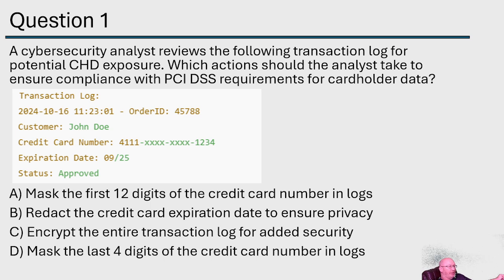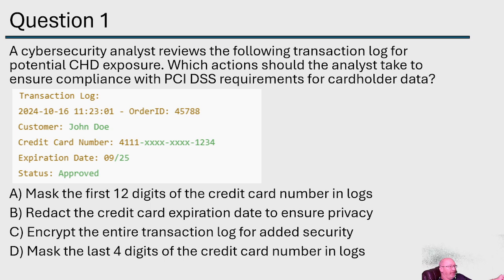D: mask the last 4 digits of the credit card number in the logs. Possible. That would only give us the first 4 digits, the 4111. So yeah, that might be acceptable. C: encrypt the entire transaction log for added security. I like encrypting logs, I really do, but usually when we do a transaction log, we want the data, right? And so I like C. I really do. But does it make sense?